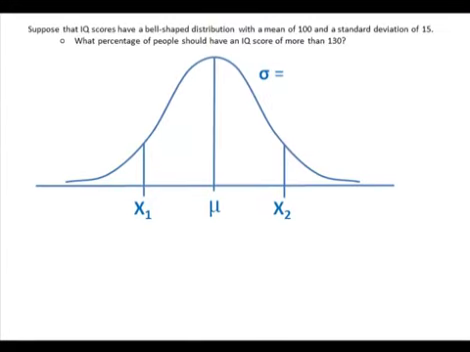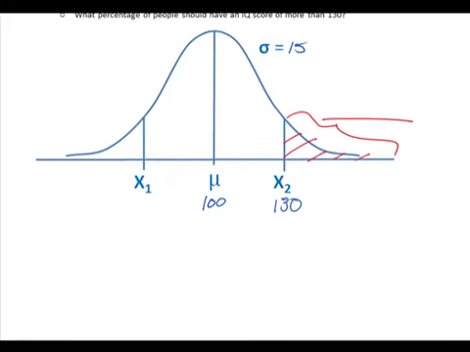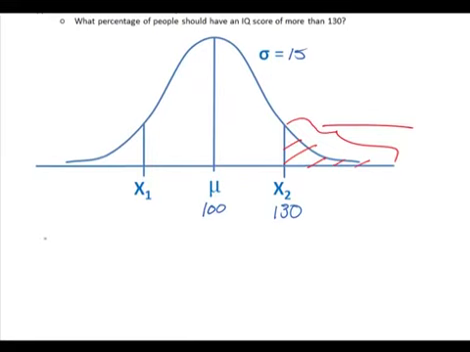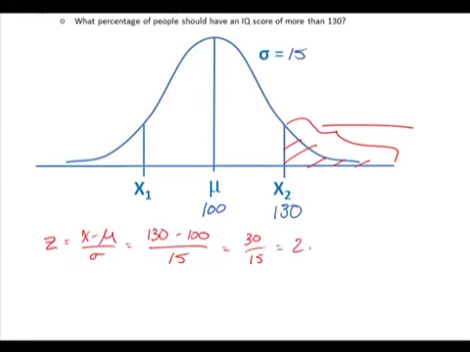Suppose that IQ scores have a bell-shaped distribution with a mean of 100 and a standard deviation of 15. What percentage of people have an IQ score of more than 130? That would mean that the area shaded is the outside area. So we want to know how many people have an IQ score greater than 130. Again, we look at the z, which is equal to x minus the mean over standard deviation, which is 130 minus 100 over 15, which is equal to 30 over 15, which is equal to 2.00.